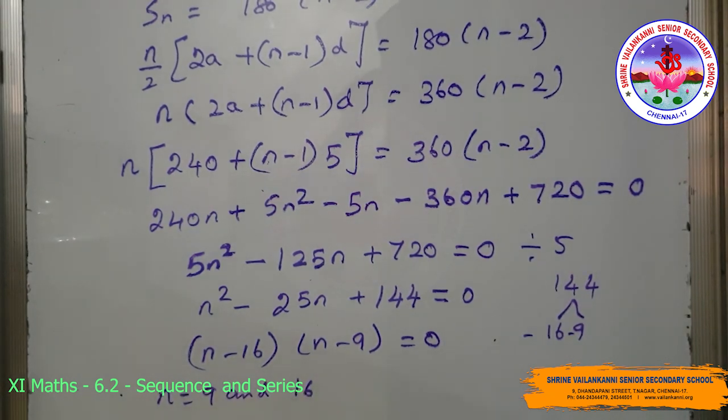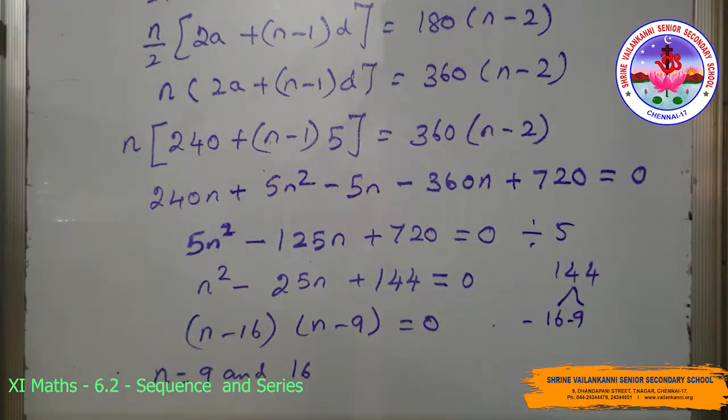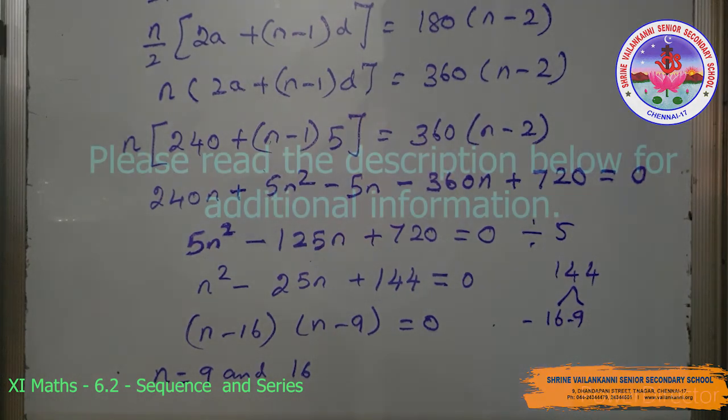These are the possible numbers of sides of the polygon. Thus, a polygon having 9 or 16 sides will satisfy the conditions in the question.